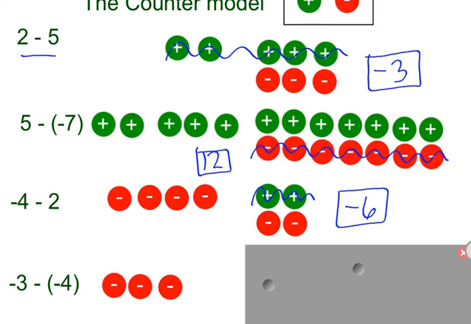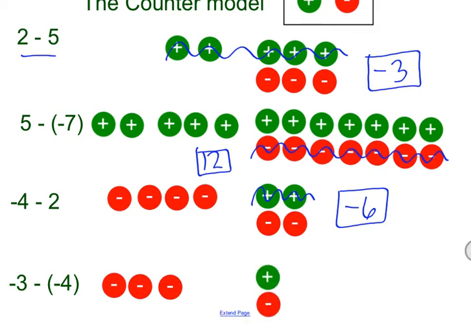Okay, the last example. Negative 3 take away negative 4. So I've only got 3 there to take away. So in order to take away a 4th one, I'm going to need to have it. And when I take negative 3 take away negative 4, I get positive 1.